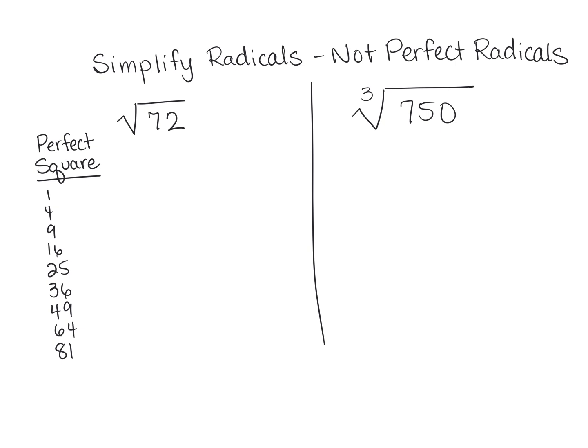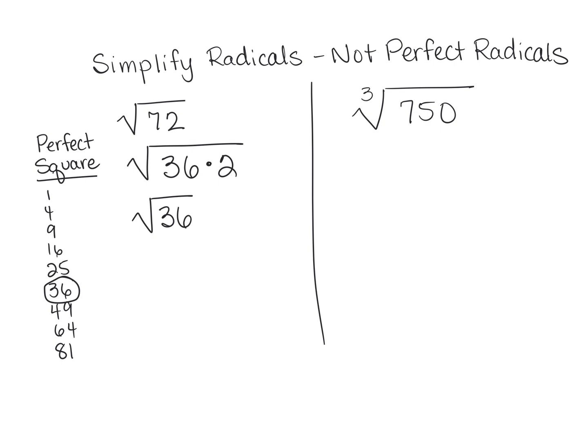So from my list, I'm looking at these numbers, and I'm trying to determine which of these numbers will divide into the number 72. So I'm going to rewrite 72 as 36 times 2. Now notice, please, that 36 is on this perfect squares list. So now I'm going to break this apart.